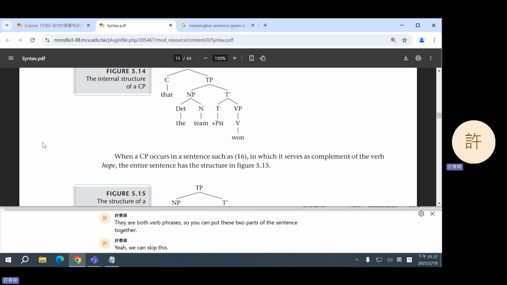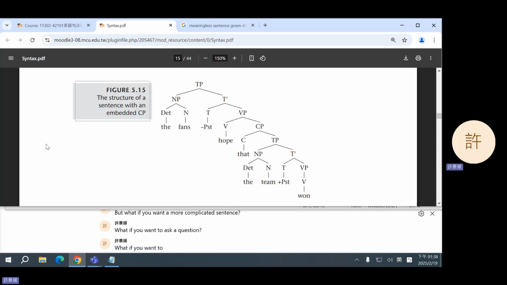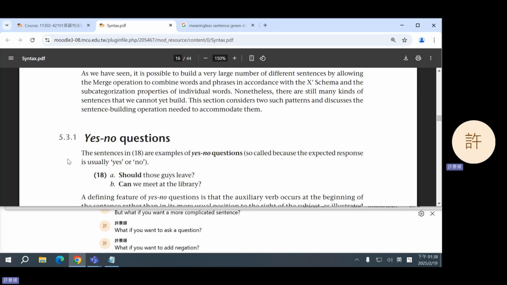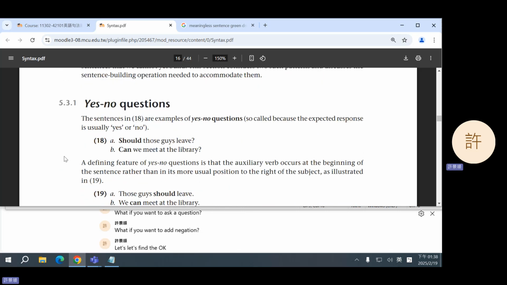Okay, so those were simple sentences. But what if you want a more complicated sentence? What if you want to ask a question? What if you want to add negation? Let's find the yes or no questions.